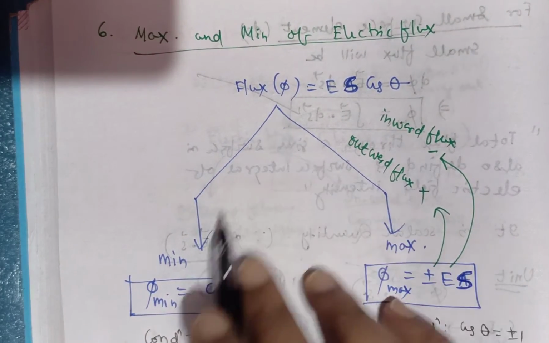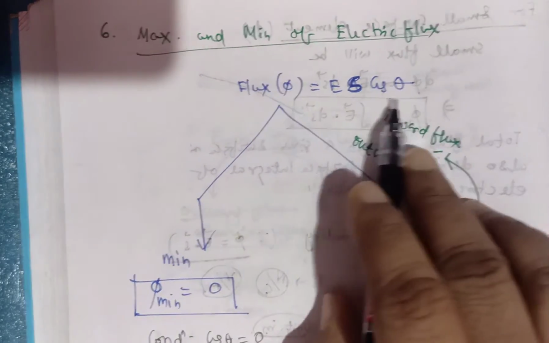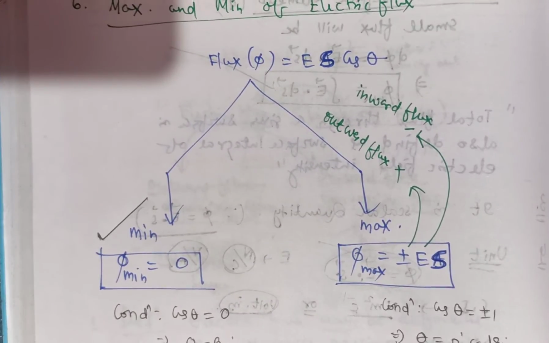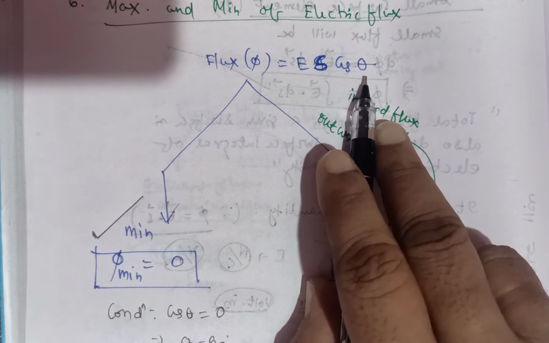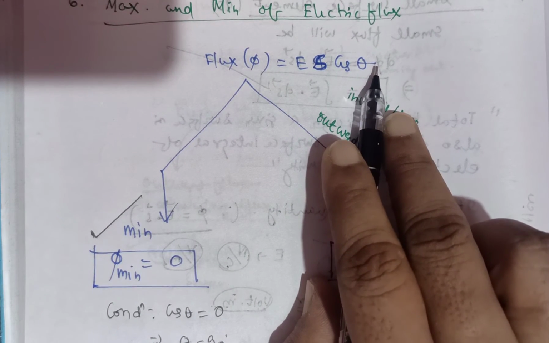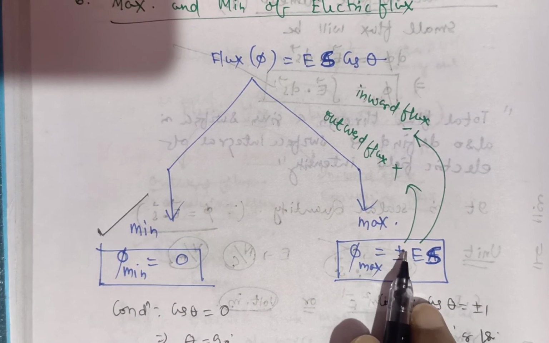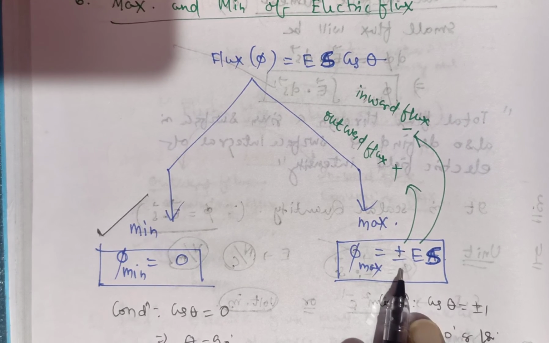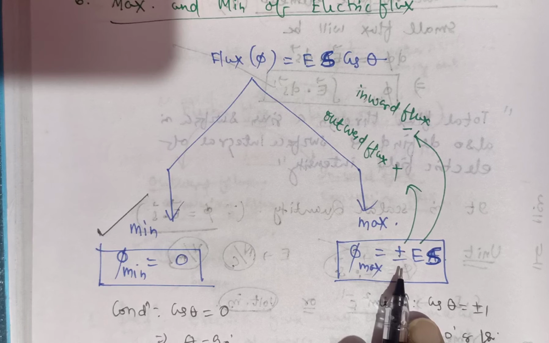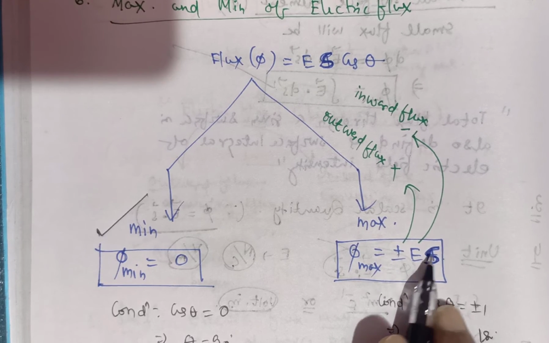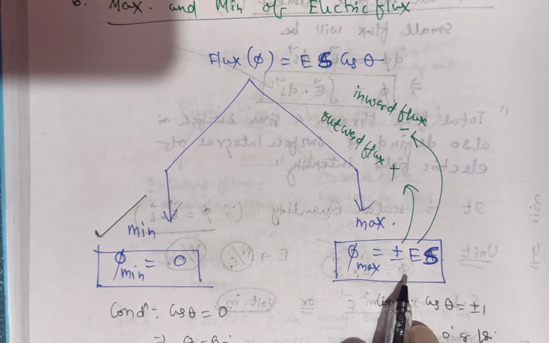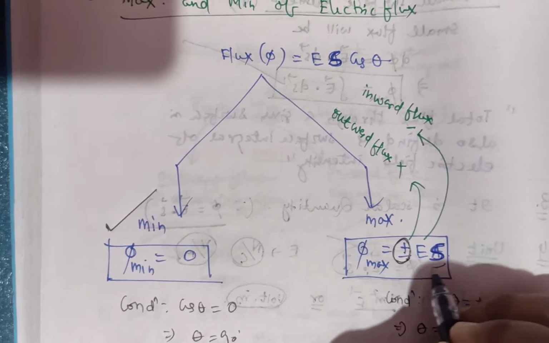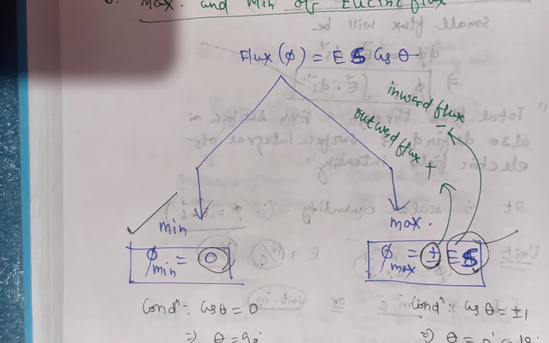So first to discuss what is minimum and maximum. Minimum flux will be if cos theta is equal to 0. So minimum flux you should remember is 0. Maximum flux is how much? Plus minus 1. Cos theta maximum value in physical sense is plus minus 1. If it is plus 1, then the answer will be plus Es, that represents outward flux. And if it is minus Es, that represents inward flux. You should not have the misconception that plus Es is maximum and minus Es is minimum. That is wrong. Plus and minus represent only types of the flux. So the maximum value is Es and the minimum value is 0.